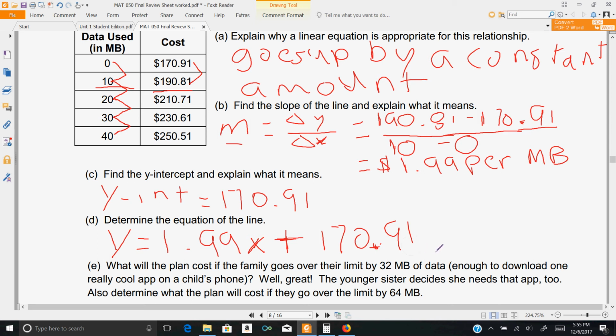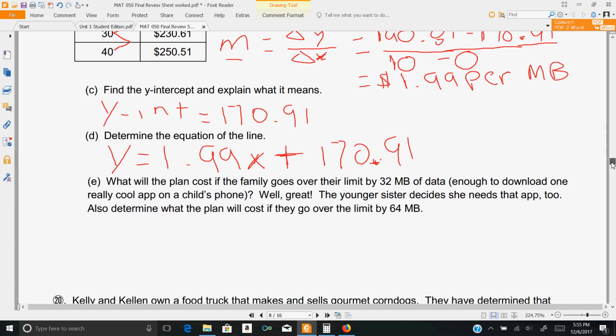E: what will the plan cost if the family goes over their limit by 32 megabytes of data? We can use our equation now to do that. Cost is going to be y. It's going to equal 1.99 times x, which we now know. We're told x is 32 megabytes, so we can multiply by 32 instead of just writing the x. We do plus 170.91, and we'll see what that equals.